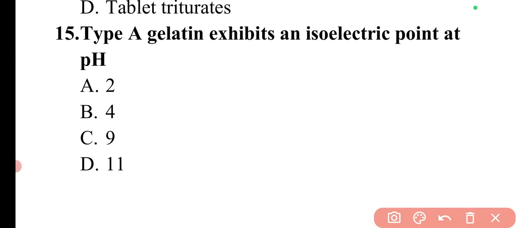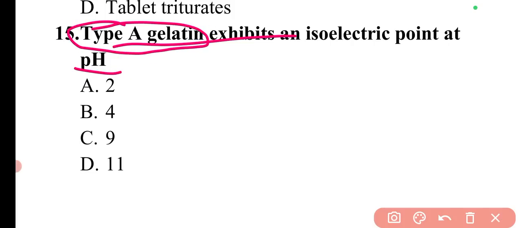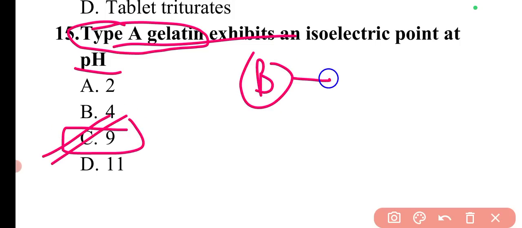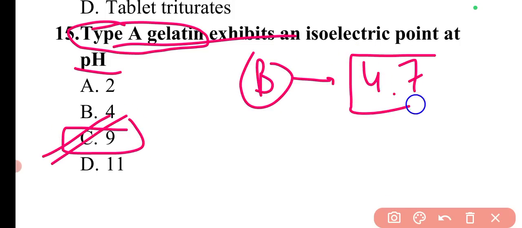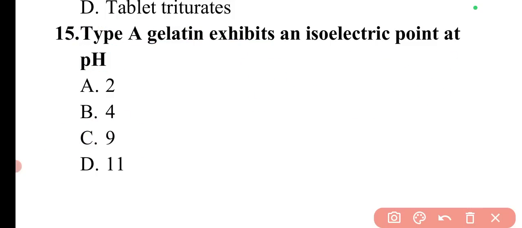Next question is, type A gelatin exhibits an isoelectric point at pH. There are mainly two types of gelatin, type A and type B. Type A gelatin has an isoelectric point at pH 9, and type B gelatin has an isoelectric point at pH 4.7 approximately. So here option C will be the correct answer.